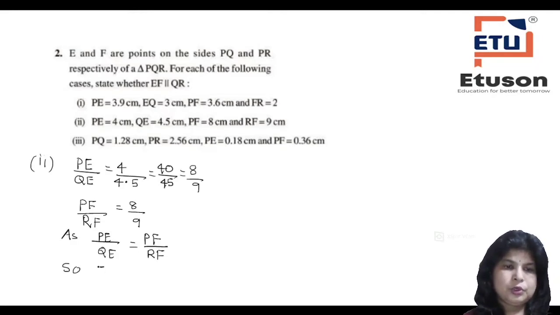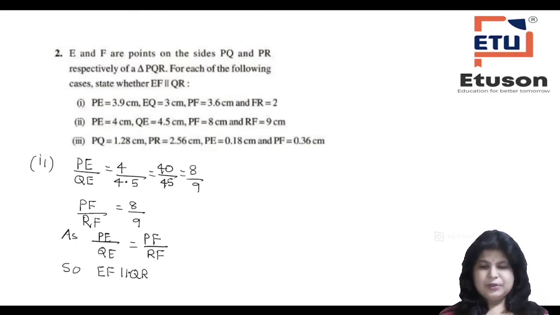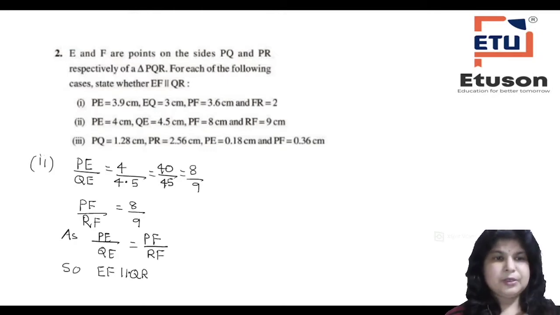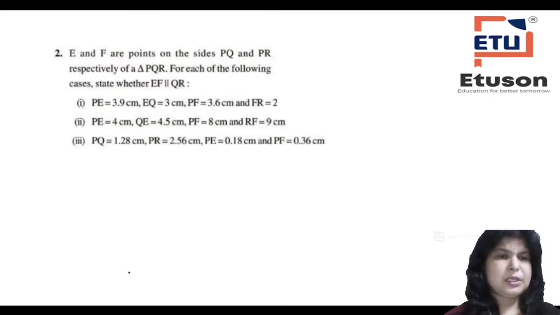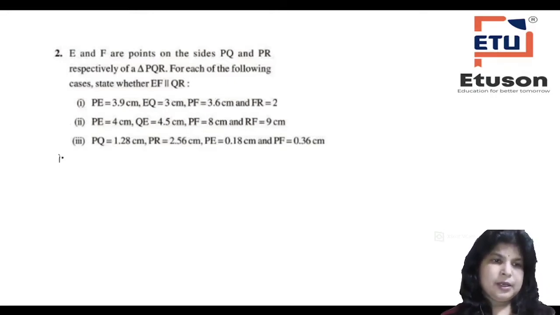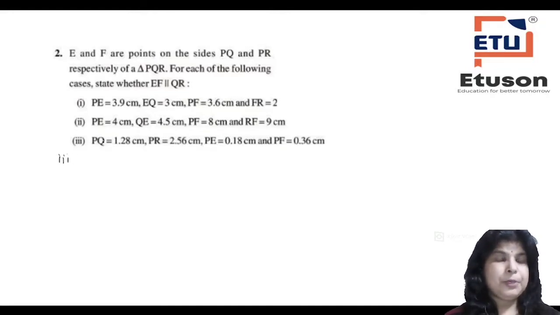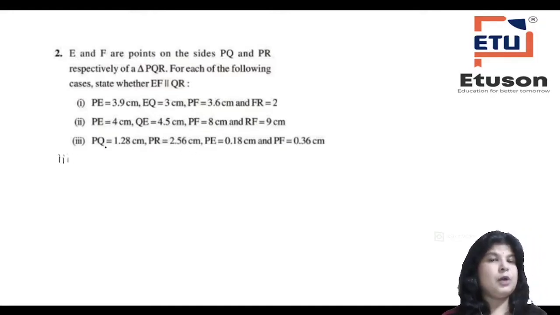So your line EF is parallel to QR, correct? So now let us go to the third bit. In the third bit, again you have to find out the ratio. So now you have PQ by PR. So here you have PQ.